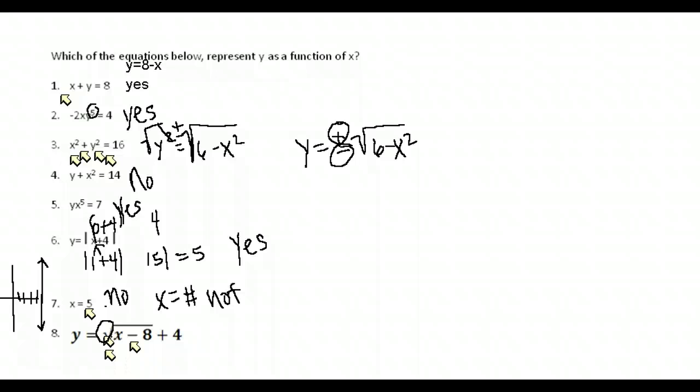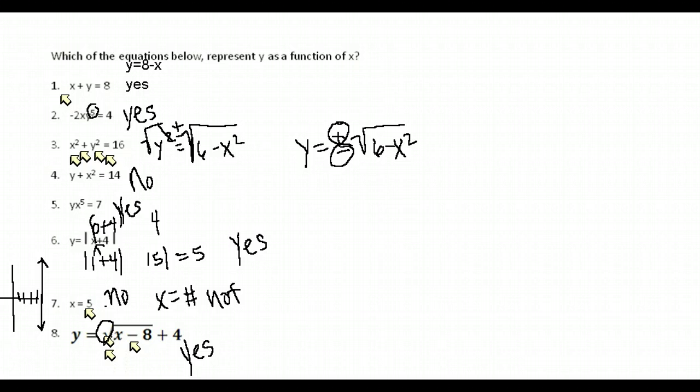and had to take the square root to get rid of that square. This one originally had a square root in it. It's absolutely okay. If they put plus or minus there, then it would not be a function. But the original function was the square root of x minus 8. No plus or minus in front. So yes, it is a function.